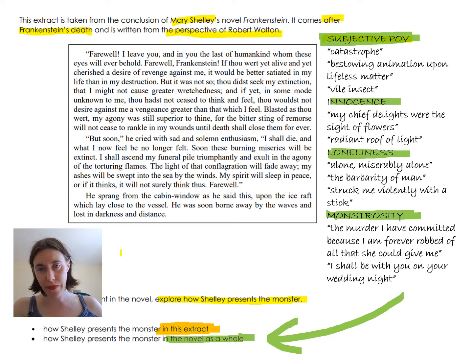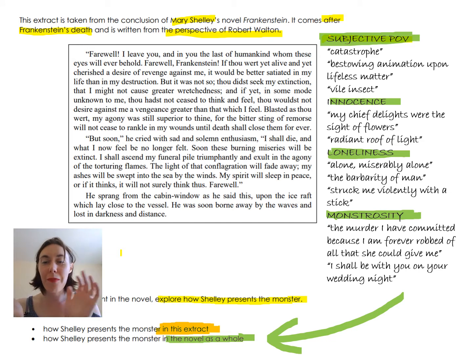Also, he refers to him as a vile insect, and that metaphor is loaded with hatred. We might want to talk about the innocence of the monster when he is first birthed. He talks about, my chief delights were the sights of flowers. He refers to the sky as the radiant roof of light, because he doesn't have the language to say that it is the sky, because he's been left completely uneducated. He has to educate himself, so he's born with innocence. However, through loneliness, he becomes evil. And so you can see the quotes I picked out for his loneliness are all about his transformation, how he is nurtured to become evil. So we're bringing in the nature versus nurture debate here, perhaps.